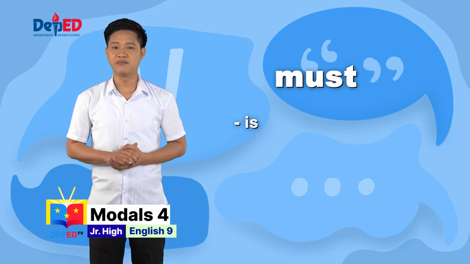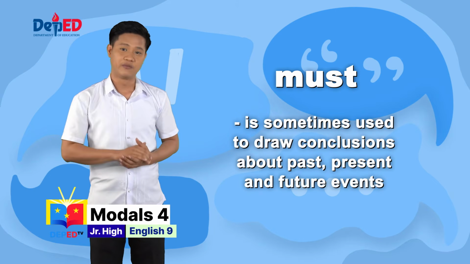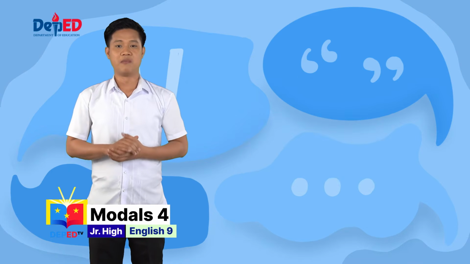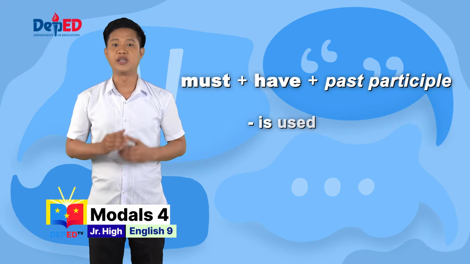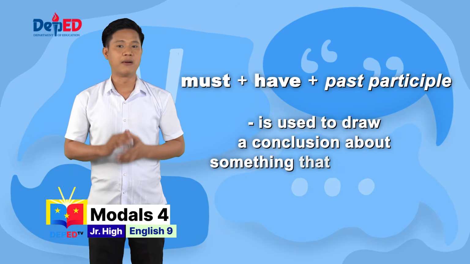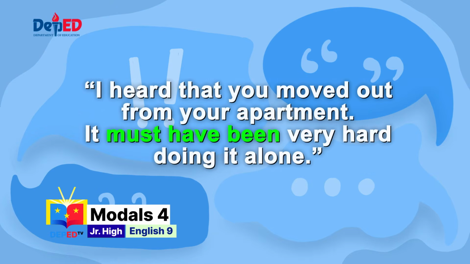Must is sometimes used to draw conclusions about past, present, and future events. Must plus have plus the past participle is used to draw a conclusion about something that happened in the past. I heard that you moved out from your apartment. It must have been very hard doing it alone.